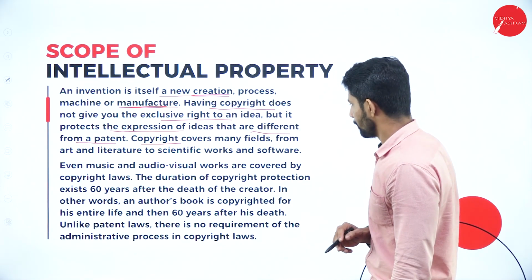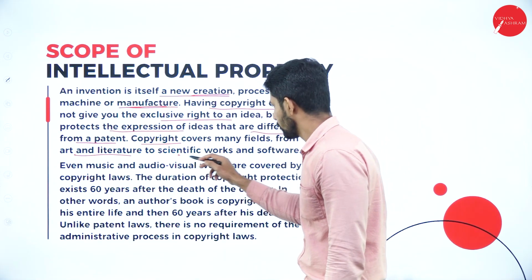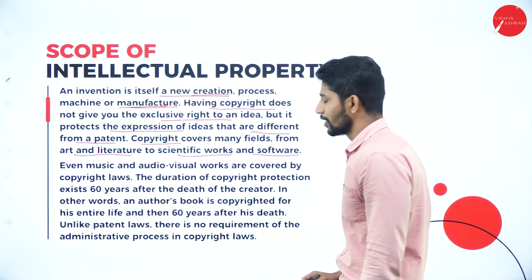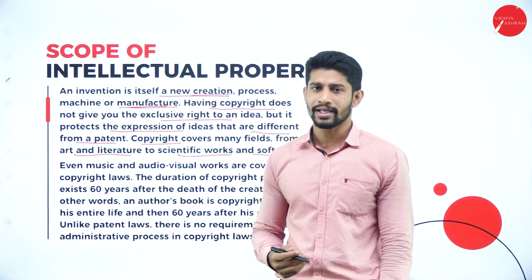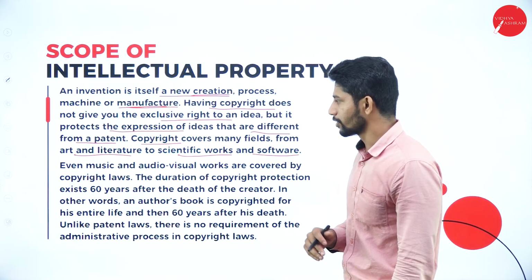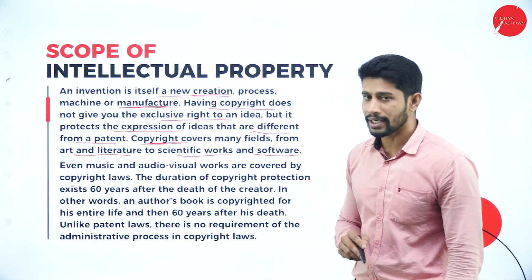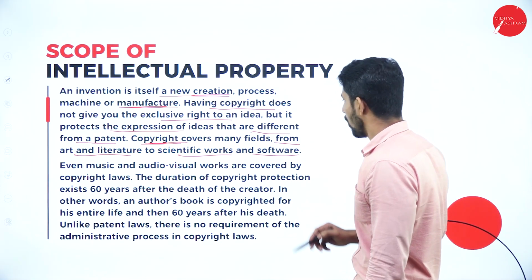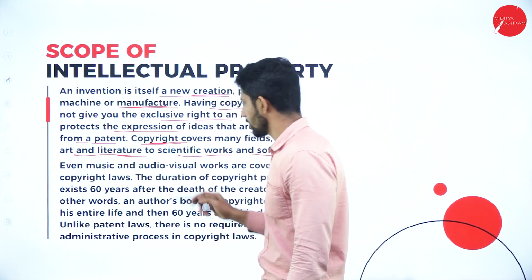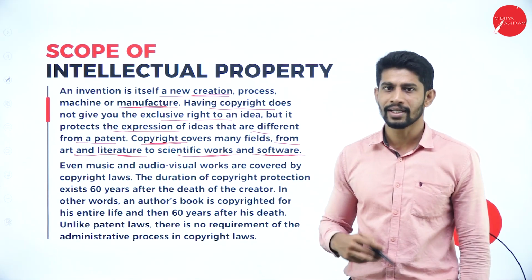Copyright covers many fields, from art and literary to scientific works and software. In patent, we take industrial properties and other kinds of intellectual property rights. But with respect to copyrights, you can take copyrights for arts, literary works, scientific works, and also on software.